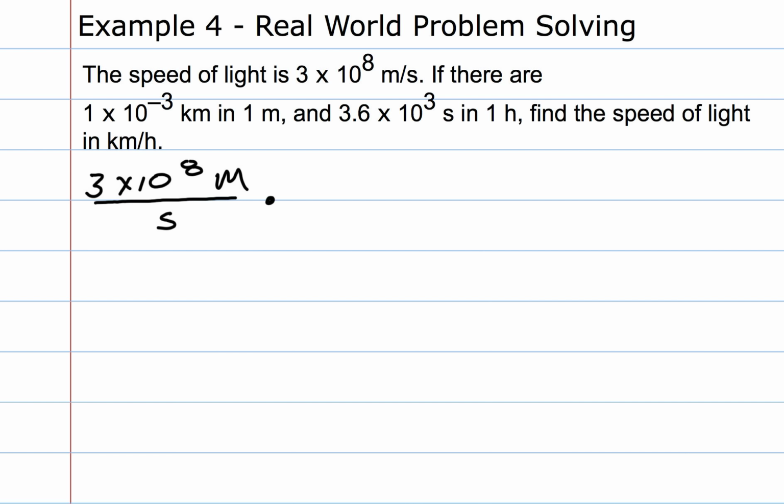The next part that I'm given is 1 times 10 to the negative third kilometers per meter. And it just so happens I want to change this meters per second into kilometers per hour. So this unit is given really conveniently, because it's 1 times 10 to the negative third kilometers per meter. The per is like a division sign. It translates into division. So it's kilometers per meter there. And finally, 3.6 times 10 to the third seconds in 1 hour.